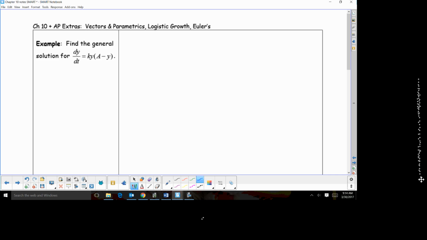Okay. Look how much space you have. Too much blank space. And you're going to use it all, and you still don't want to write too big.